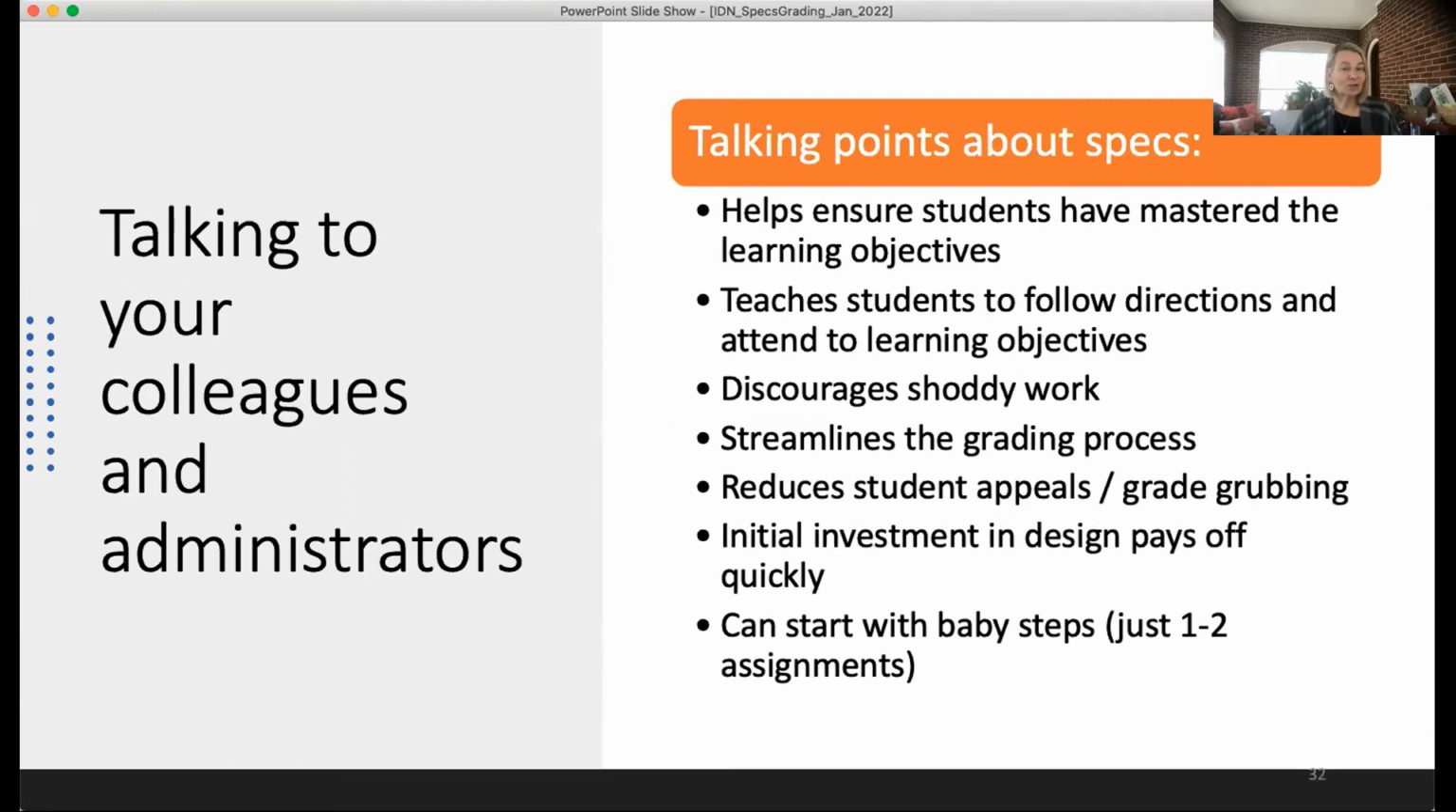You may need to talk to your colleagues and administrators if you're thinking about trying this out. And all of the stuff that I've just talked about is what you want to tell people. And I just loaded this all onto a slide to make it easier. I know you all can get the slides afterwards and get a copy of the presentation, but just that idea that it's mastery and students are learning to follow directions. They're going to give you better work. You'll streamline grading, less of that grade grubbing. You put the time in up front and it gets easier later on. And yeah, we just start with some baby steps.